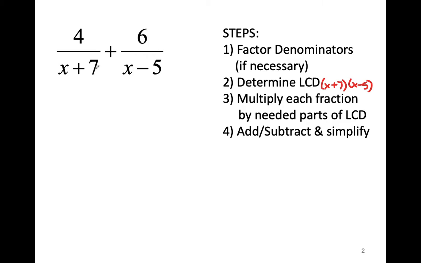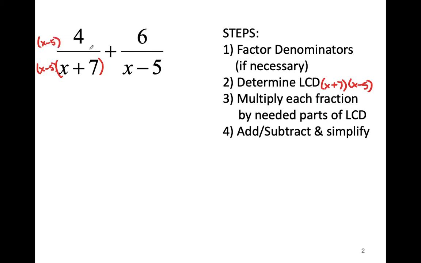So when I look at my first fraction here, I already have the x plus 7. Let's go ahead and put parentheses around this. So what I need from my least common denominator, well, I need x minus 5. So I'm going to multiply the bottom, kind of tight on room here, by x minus 5. And I'm going to multiply the top by x minus 5.